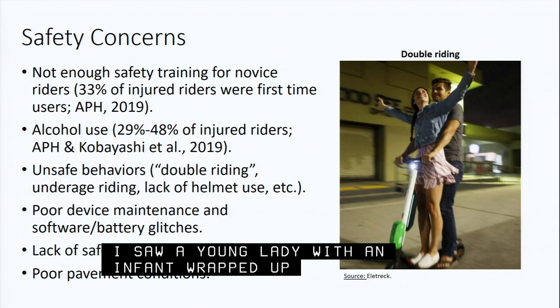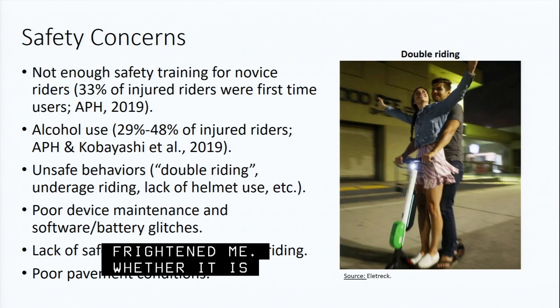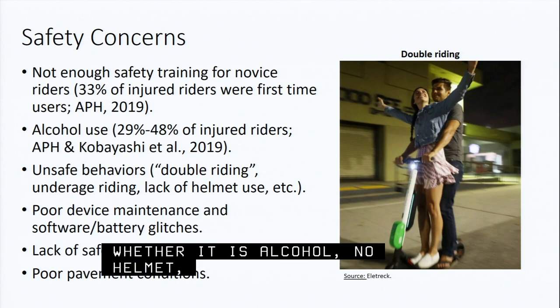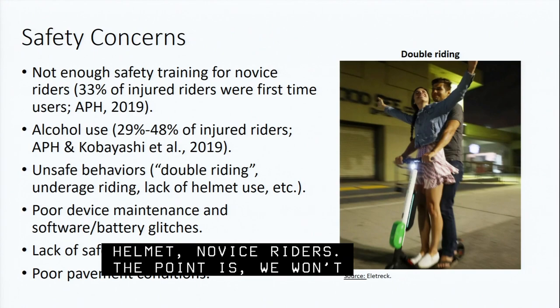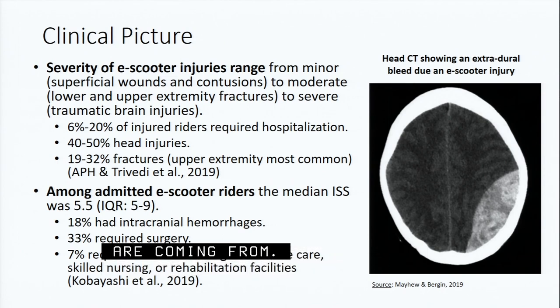And again, knowing that these are ways of riding it wrong, whether it's alcohol or no helmet or novice riders or poor maintenance, the point is that we won't even know which of these safety areas are a concern until we can accurately code and diagnose where these injuries are coming from in these types of vehicles. We certainly are seeing minor to moderate injuries as a majority, but there are a significant number of folks who are coming in and needing to be admitted.